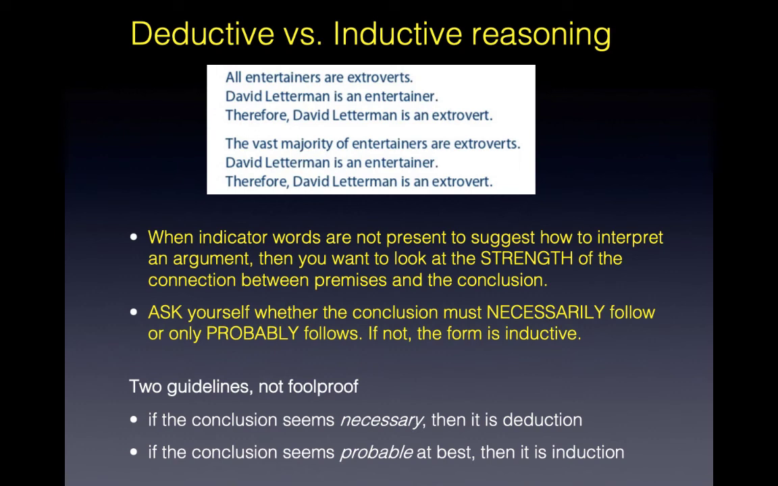All right, how do you tell deductive from inductive? We look for indicator words. When they're not there, and often they are not, you want to look at the strength of the connection between premises and the conclusion. Ask yourself whether the conclusion must necessarily follow or only probably follows. If not, the form is inductive.